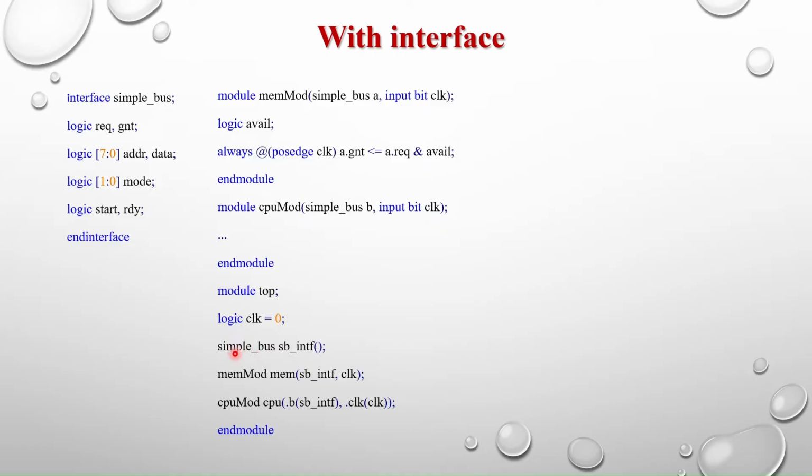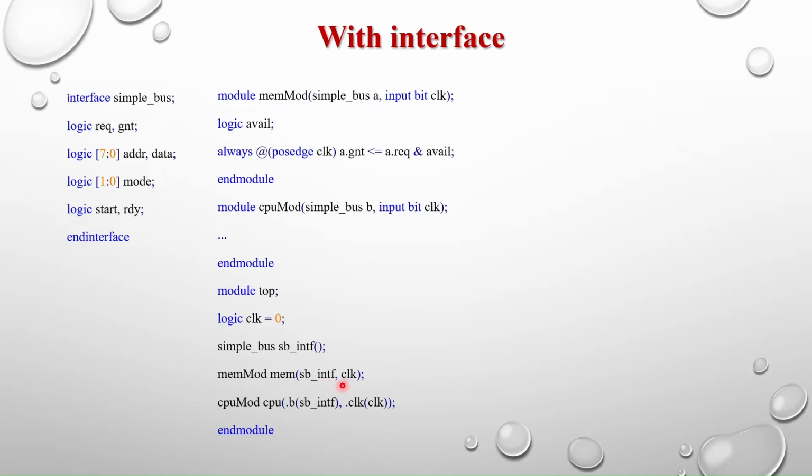And in the top module, I'm declaring the clock and instantiating the interface. The interface is nothing but simple bus here, and SB interface is the handle for simple bus, and here I'm instantiating the modules. And if you see here in the port list, I'm passing the interface. This is by position and this is by name. Dot we are using, right? So dot means by name, and if you are using just a comma, it is by position. So here instead of declaring all the signals multiple times, we are just passing the interface handle.